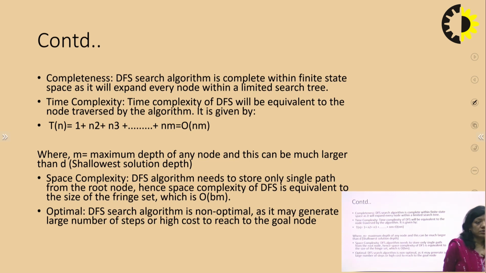Here d means the shallowest solution depth. And space complexity: the DFS algorithm needs to store only a single path from the root node. Hence, the space complexity of DFS is equivalent to the size of the fringe set, which is O(bm). And again, we will check for optimality. The DFS search algorithm is non-optimal as it may generate a large number of steps or high cost to reach the goal node.